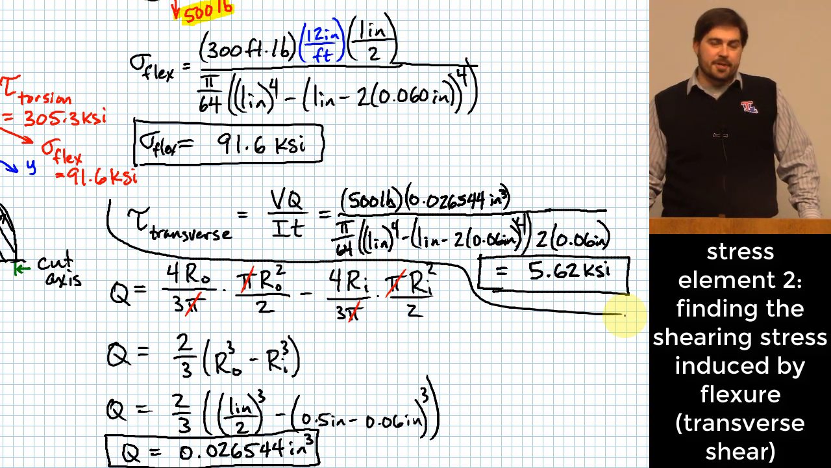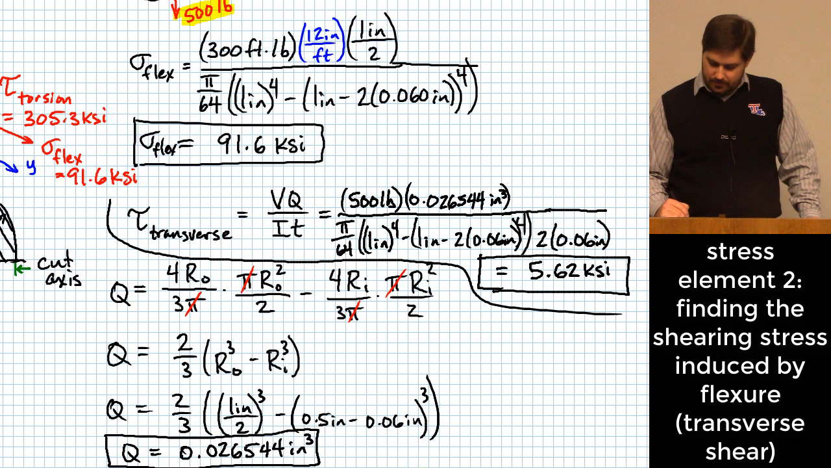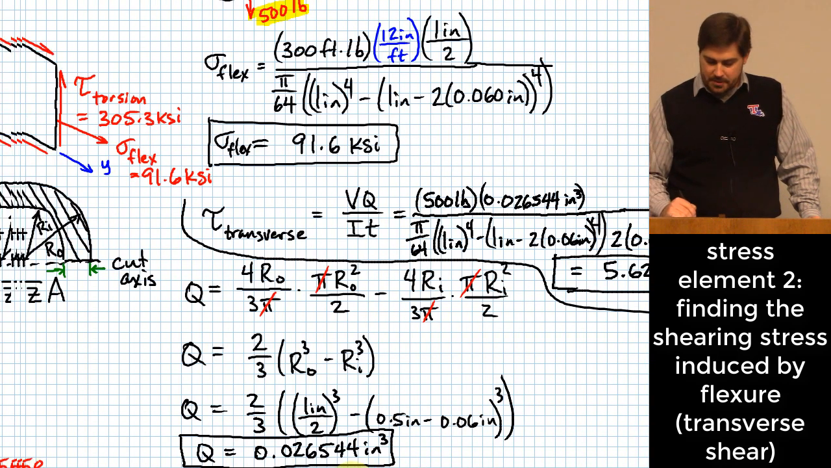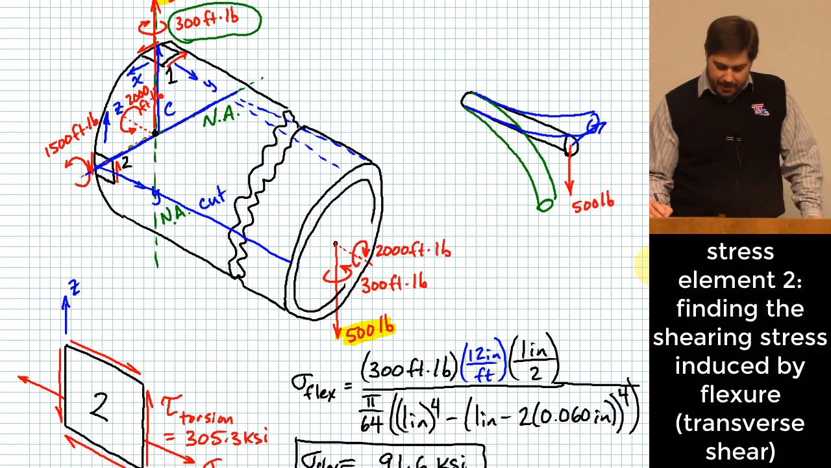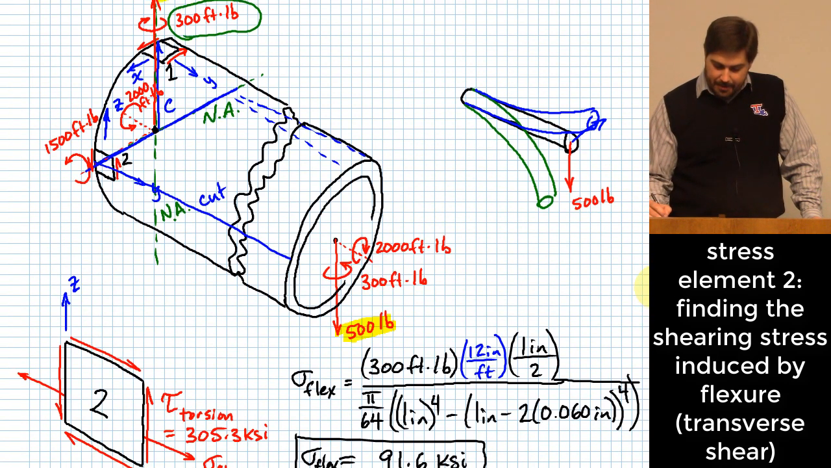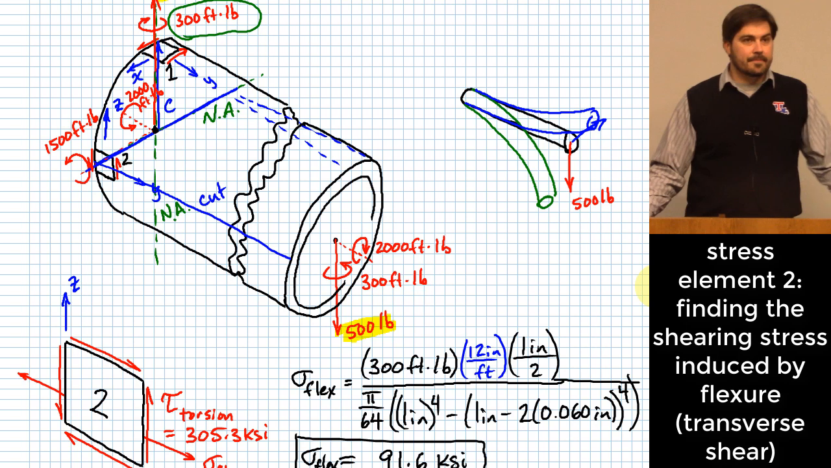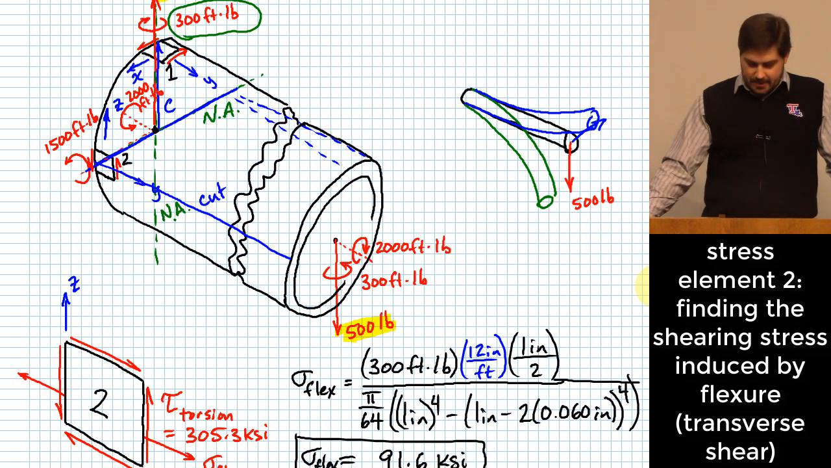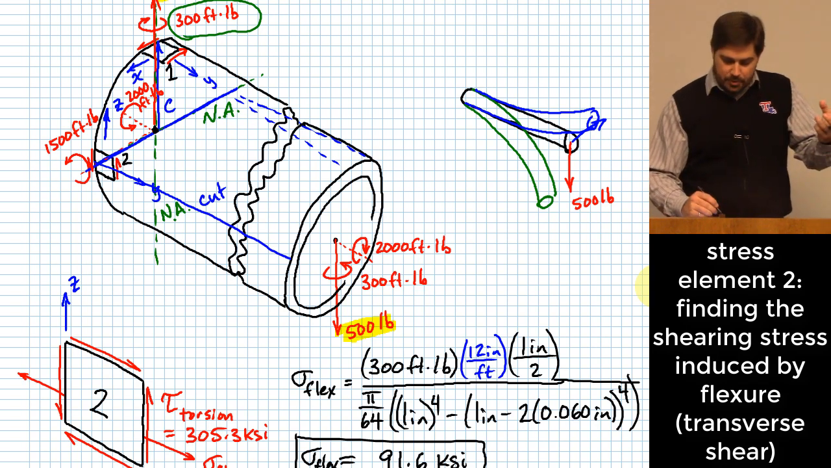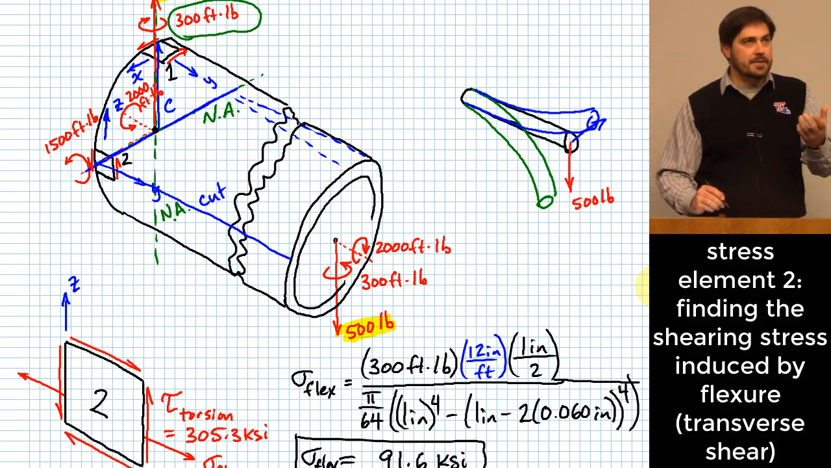So now another big question. What direction does that go? So now we know the value, 5.62 KSI. How do I evaluate what direction that shearing stress acts in this little element? Well, it actually winds up not being too difficult for us to figure out because we can use a similar thought process as we did for torsion or for flexure or any of these other ones.